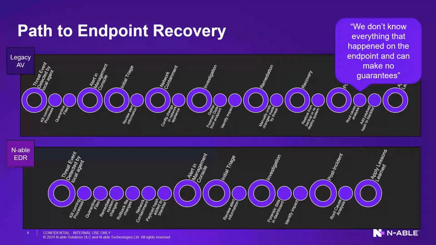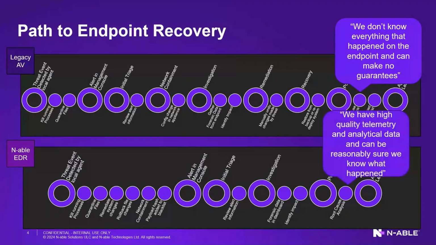With a traditional AV, at the end of that path you're kind of stuck saying, well, we don't really know everything that happened. We don't have an ongoing log. We don't have a SIEM. We don't have whatever else it is that we needed to make any guarantees about this threat event. We know it happened. We know the AV caught it, but we can't tell you anything about what happened before, what happened after, and if we got everything. So no guarantees.